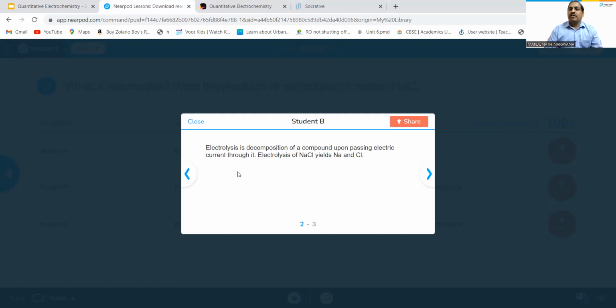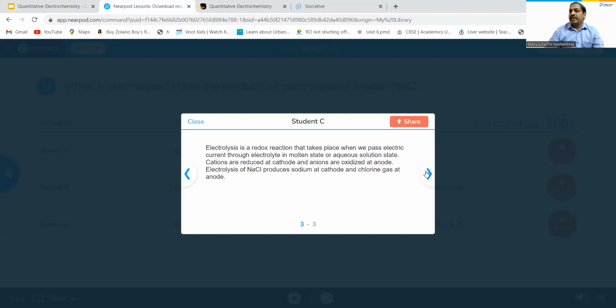Then student B, electrolysis is decomposition of a compound upon passing electric current through it. So student B, your answer is very right. But do you think it's any compound or any particular type of compounds? Yes, so it must be an electrolyte. So electrolysis is possible in case of an electrolyte and not for any compound, particularly not for a non-electrolyte. And then electrolysis of sodium chloride yields sodium and chlorine. Of course, chlorine atoms are formed, but chlorine atoms are very reactive. They'll readily combine to form chlorine molecules.